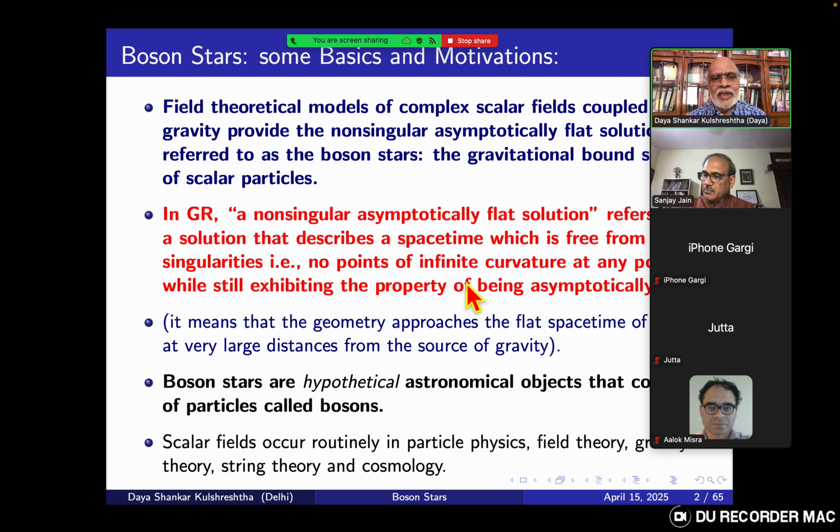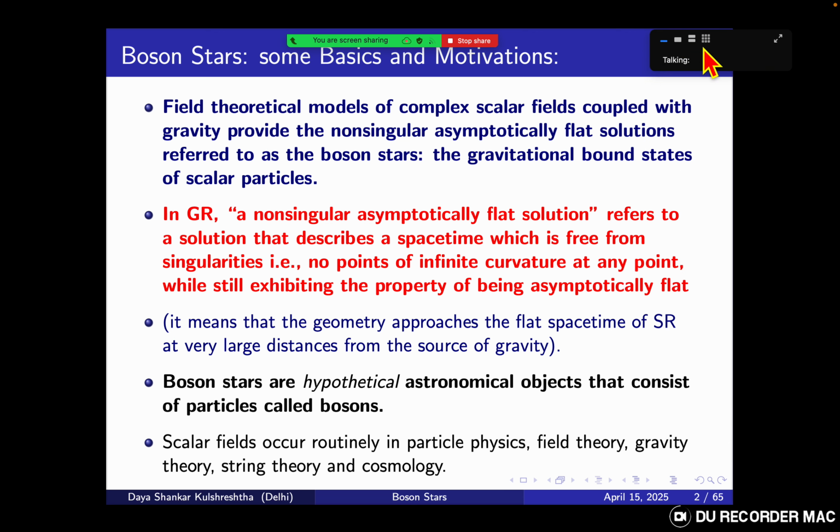In general relativity, a non-singular asymptotically flat solution refers to a solution that describes a space-time which is free from all singularities, that is, no points of infinite curvature at any point, while still exhibiting the property of being asymptotically flat. So it means that the geometry approaches the flat space-time of special relativity at very large distances from the source of gravity.